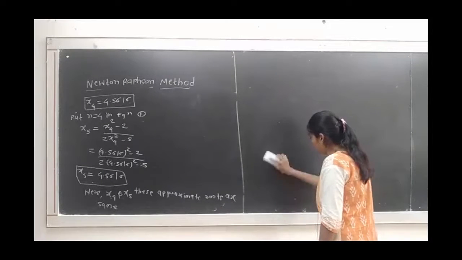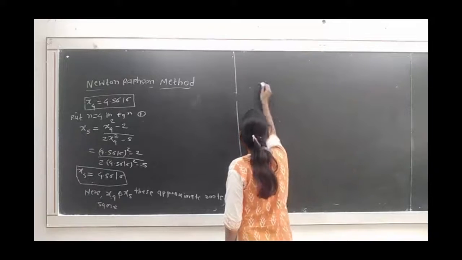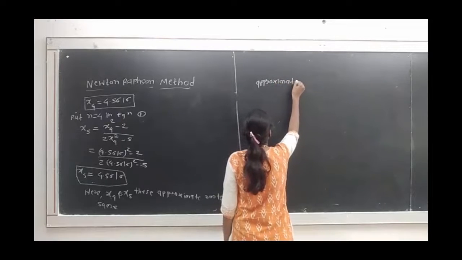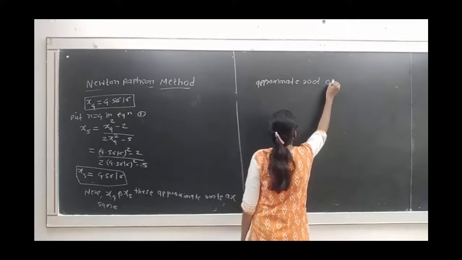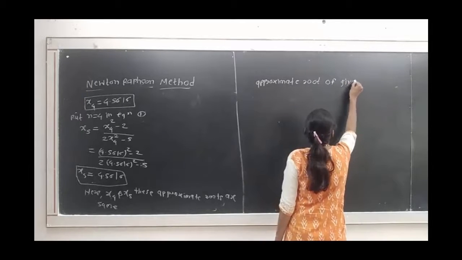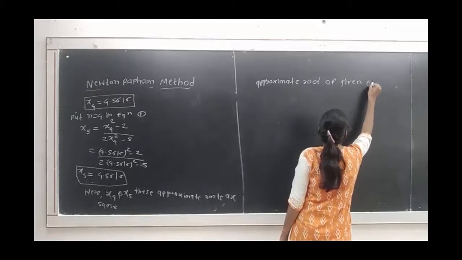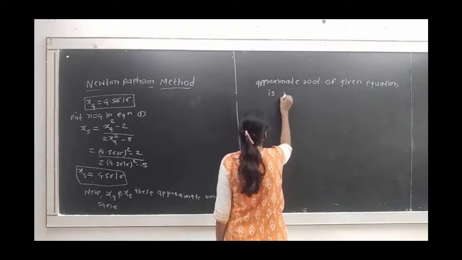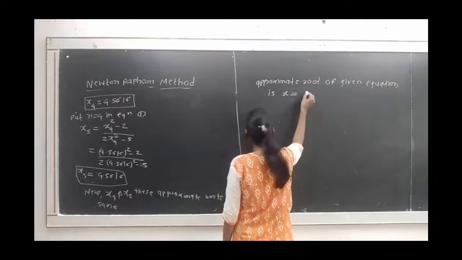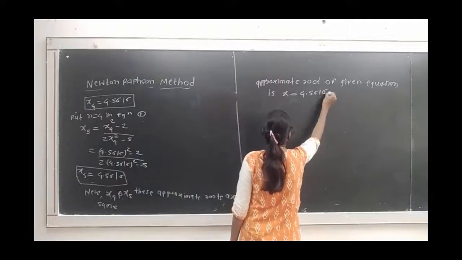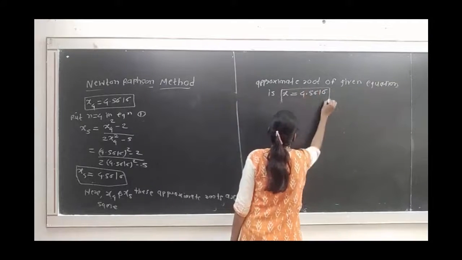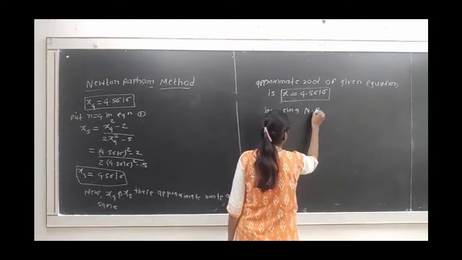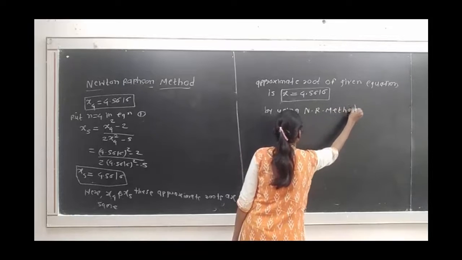So, the approximate root of the given equation is x = 4.5616 by using the NR method, that is, Newton-Raphson's method.